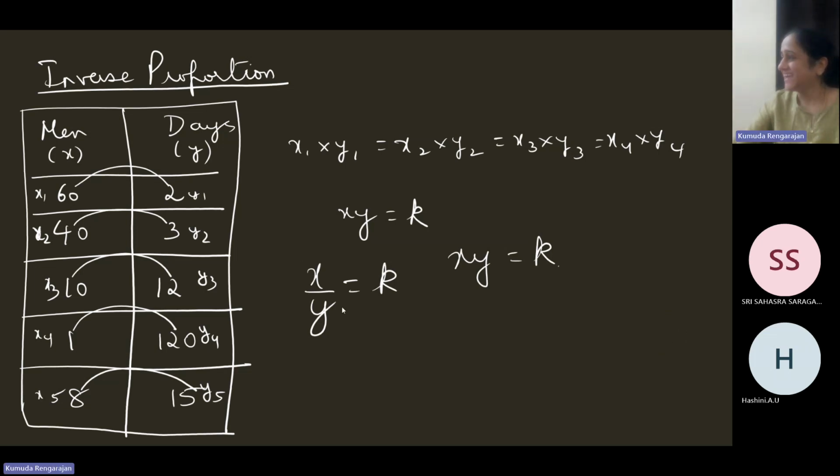Okay. X by y is a constant for direct proportion. X into y is a constant for inverse proportion. All right.